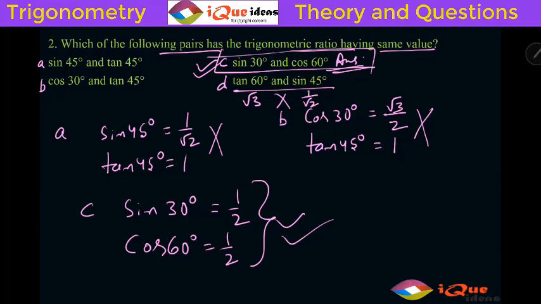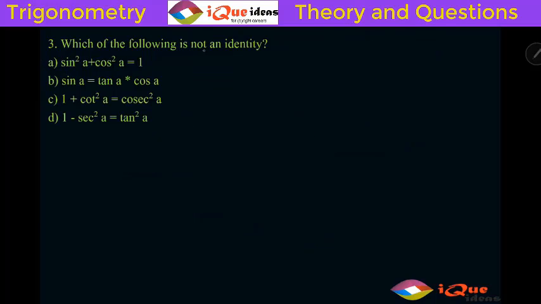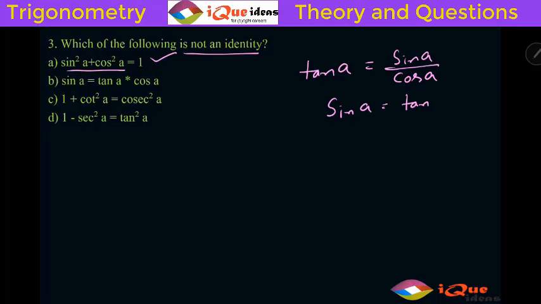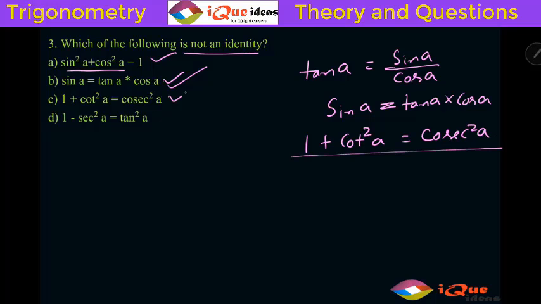Okay. Now let's take up the next question. Now this question said, which of the following is not an identity? Now sine square A plus cos square A equal to 1. This is an identity. Sine A is equal to tan A into cos A. Let's check. We have tan A equal to sine A divided by cos A. So from here by cross multiplication, we can have sine A is equal to tan A into cos A. Right. So this is also correct. Now the third one, 1 plus cot square A equal to cosec square A. Oh, this is a direct square formula. Right. So this also is correct.